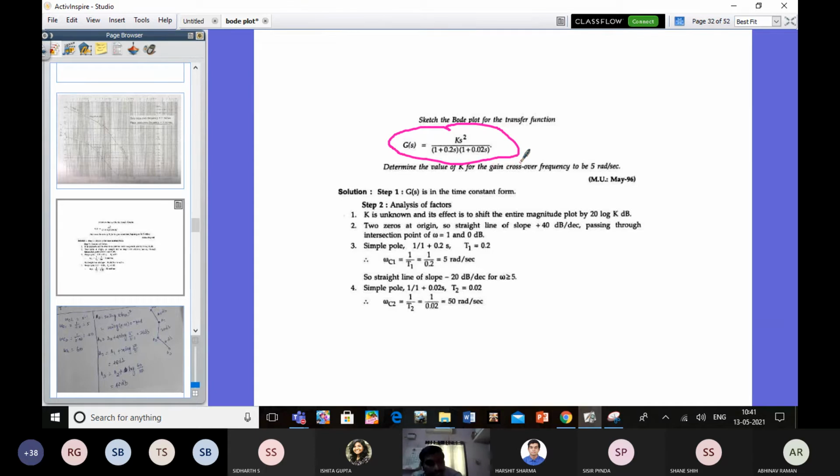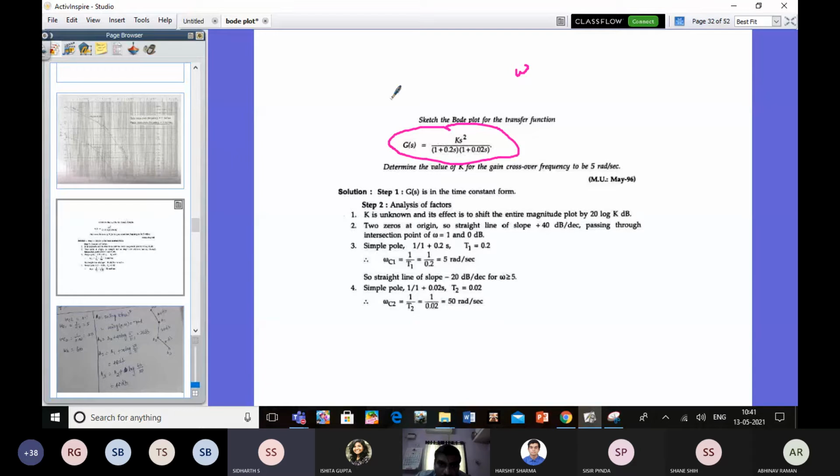Except for a pole or zero lying at the origin, for the rest of the poles and zeros you can determine the corner frequencies. What are the poles and zeros that exist in this transfer function? There are two poles and two zeros. But the two zeros are lying at the origin. So except the pole or zero lying at the origin, for the rest you can determine the corner frequencies. What is omega 1? 5 and 50.